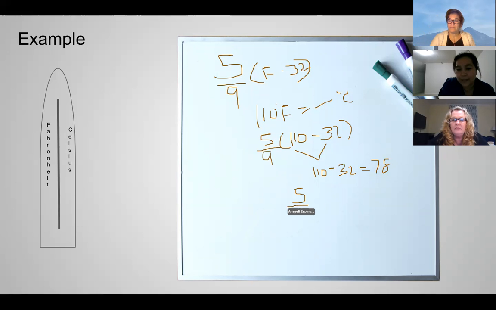So 5/9, and then we're going to bring our 78. I made a mistake, so I'm going to go back. This one's supposed to be 9. So I have it there. So now, what am I going to do?